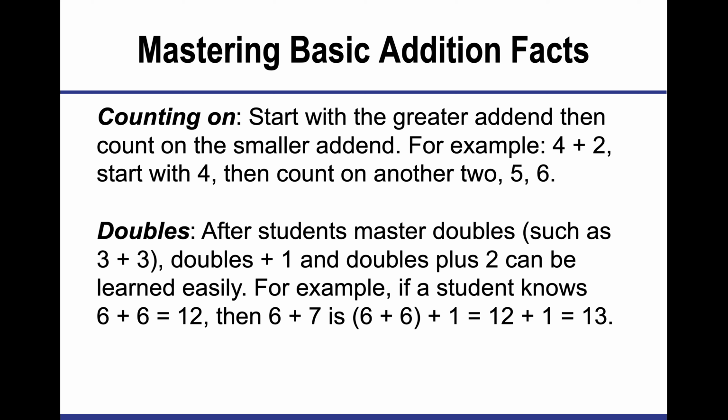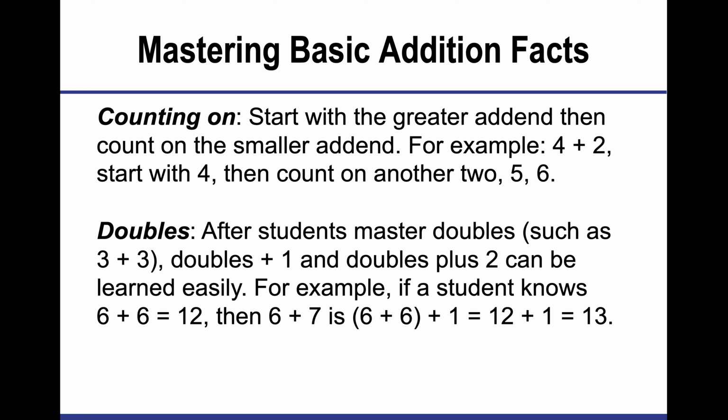For doubles, after students master doubles such as 3 plus 3, we can also work on skills like doubles plus 1 from the associative property. So if I have 6 plus 6, that's a double. We know 6 plus 6 is 12. And if I want to add 1, that's going to be 13. So 6 plus 7 can be rewritten as 6 plus 6, and then you've got the 1 hanging out. And that's how we get 13.